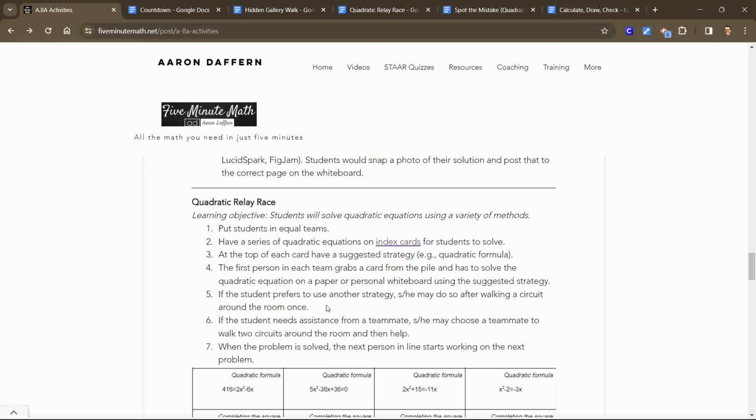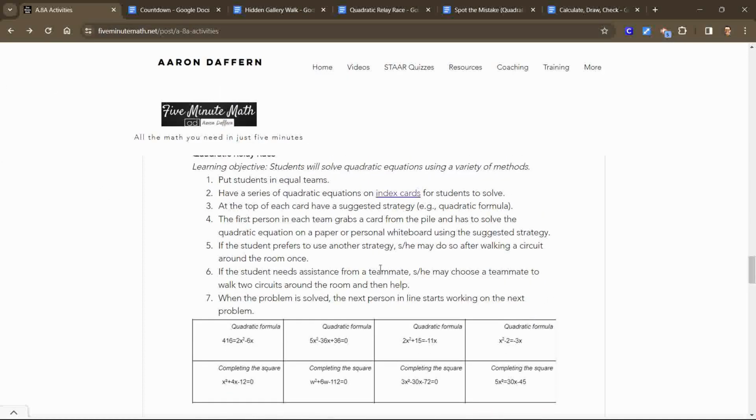So the first person goes, grabs a card, has to solve the quadratic equation on paper or a personal whiteboard, using that suggested strategy, whether it's quadratic formula or completing the square. If the student prefers another strategy, they can do so, but they have to walk 1 circuit around the room. So that just adds a layer of complexity there. If they're stuck and they need assistance, they could get a teammate to come help them, but that teammate has to walk 2 circuits around the room, and then they can help. And then once that problem is solved, the next person in line, they tag them, they grab the card, and they do the next one. So it's going to be a real, high-paced quadratic relay race.